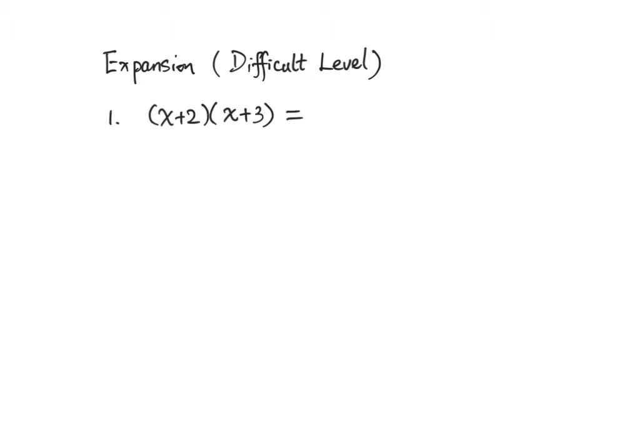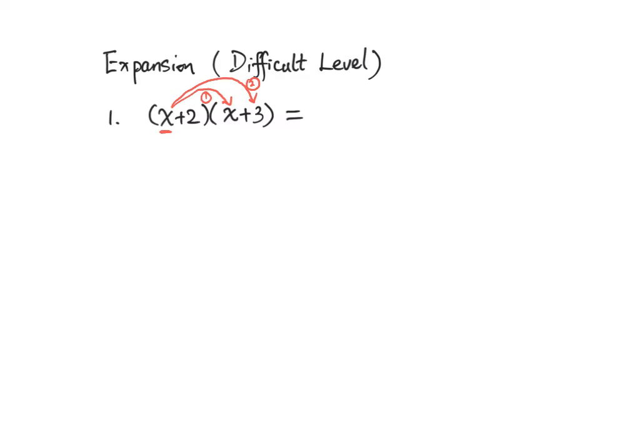So how to remove the bracket? To expand it, we also apply the rainbow method. So first of all, we take the first term in the first bracket and multiply all the terms in the second bracket. So x times x, this is the first step. X times positive 3, this is the second step.